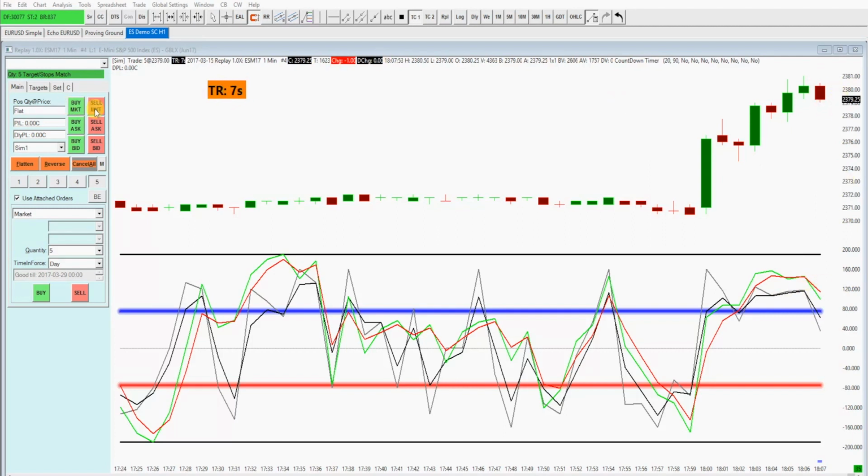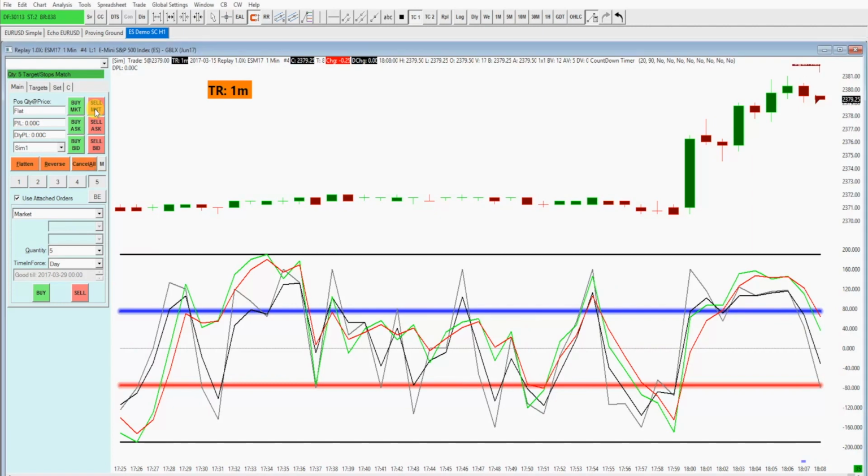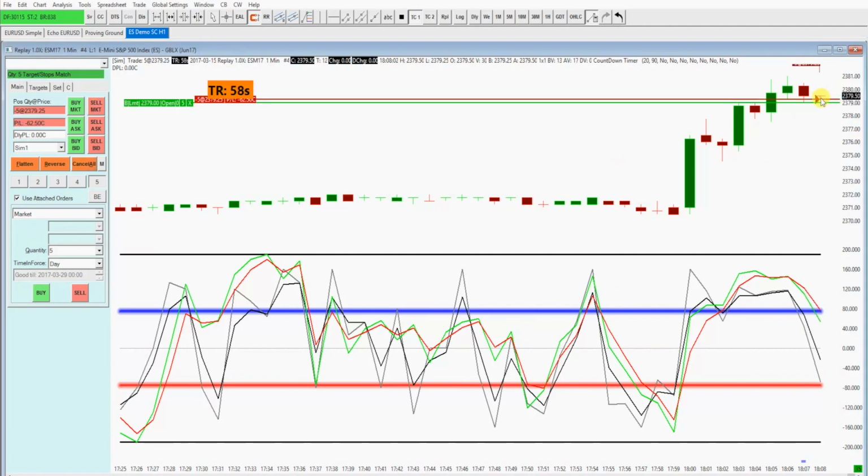We got about 7 seconds. I'm going to hover over this sell button. We do have our double crosses. We got about 1 second. There's the post, so we're going to short from there. We did get a little bit of slippage, which is pretty normal. And then we've got our exit here.